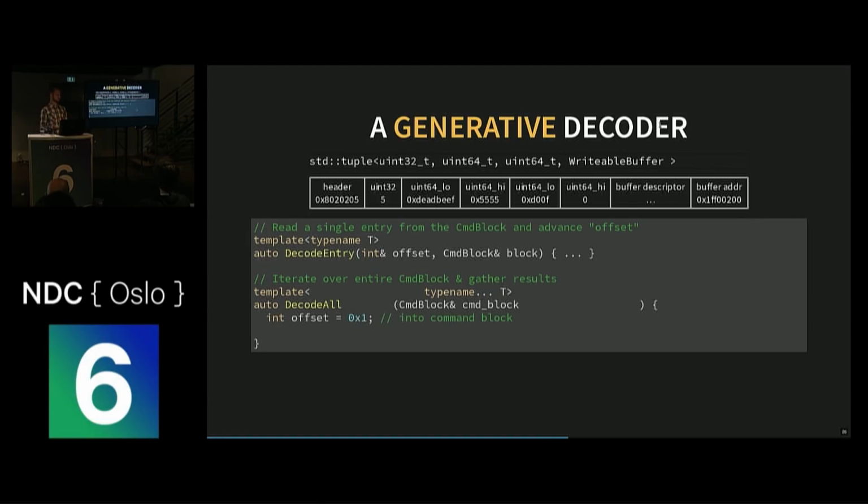In the function implementation, we keep an offset parameter starting at 1, which skips the command header, so we start at the first actual entry of the buffer. And then we do this. Ignoring all the weird stuff around it, we just call the decode entry function at the current type, at the current offset, on the command block. Now we put 3 dots after this expression. This is what we call a parameter pack expansion. What this will do is take this expression and duplicate it for each of the parameters that were passed to the function template. So if we give it this type list, this will expand to something like decode entry U32, so-and-so, comma, decode entry U64, so-and-so, comma, and the same for the other 64-bit value and the writable buffer.